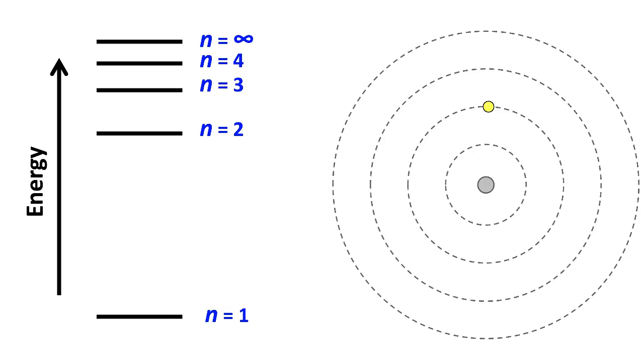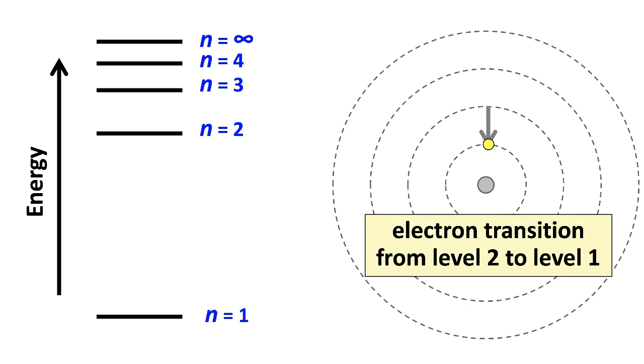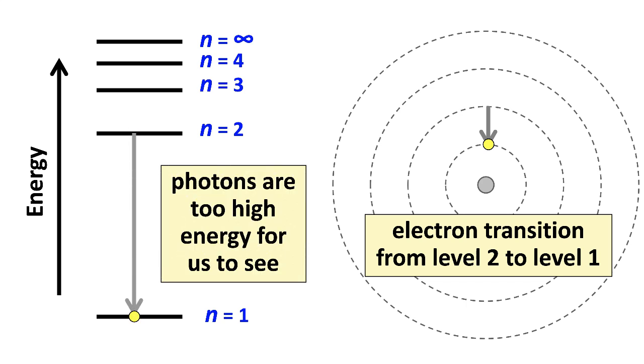Okay, now a little bit more. If we look at our energy level diagram and look at our orbit picture here, if we have an electron in this case in the second energy level, and it goes down to the first energy level, it gives off a photon of light when it does this transition from level 2 to level 1, and that photon happens to be too high in energy for us to see.